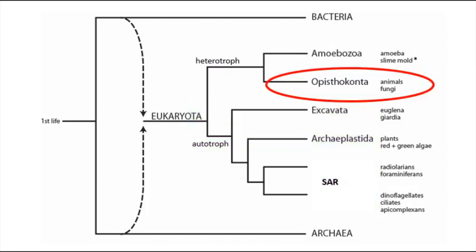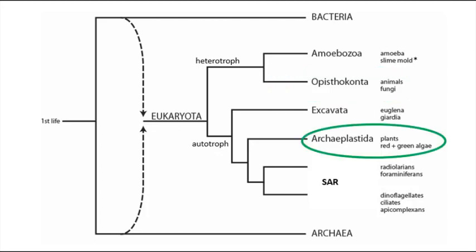If we start from what we know, you've probably learned that there's a kingdom of animals and a kingdom of fungi. That's in this Opisthokonta supergroup. You've probably also learned about the plant kingdom. Archaeplastida means ancient, archae, like archaeologist, and plastida, as in chloroplast. This group includes the plants as well as red and green algae.